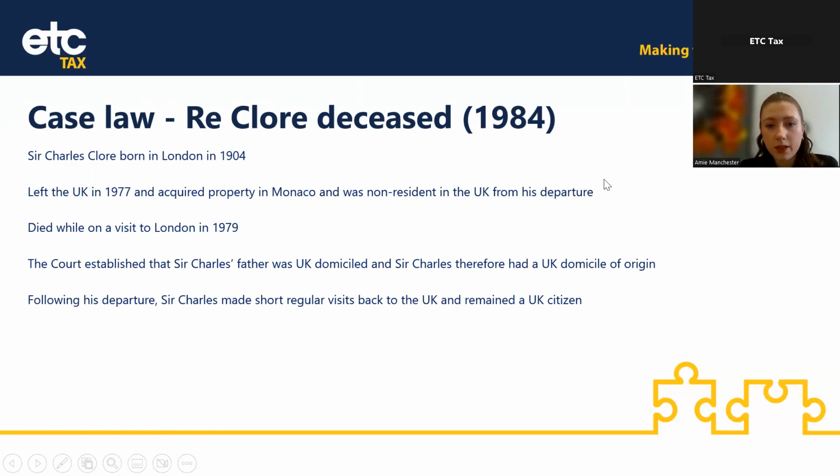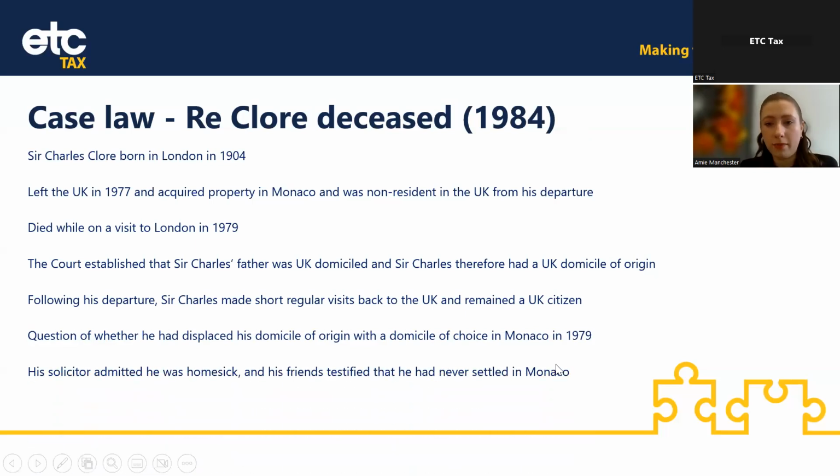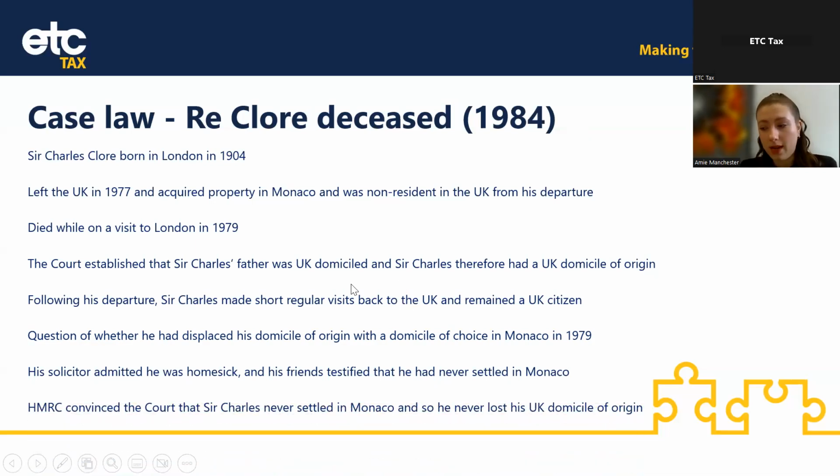Following his departure, Sir Charles made short regular visits back to the UK and remained a UK citizen. The question was whether he displaced his domicile of origin with a domicile of choice in Monaco by 1979. His solicitors actually admitted that he was homesick. His friends testified he'd never settled in Monaco, and HMRC convinced the court that Sir Charles had never settled in Monaco, and so he never lost his UK domicile of origin.